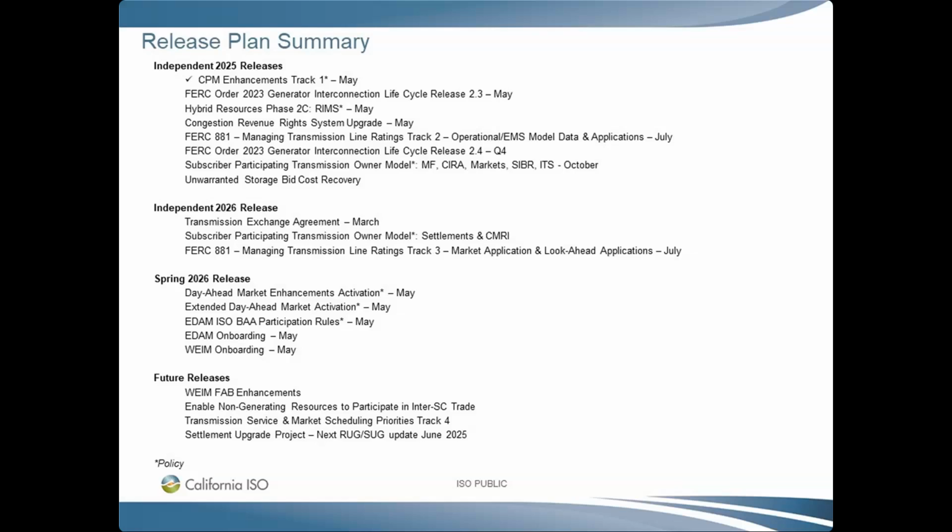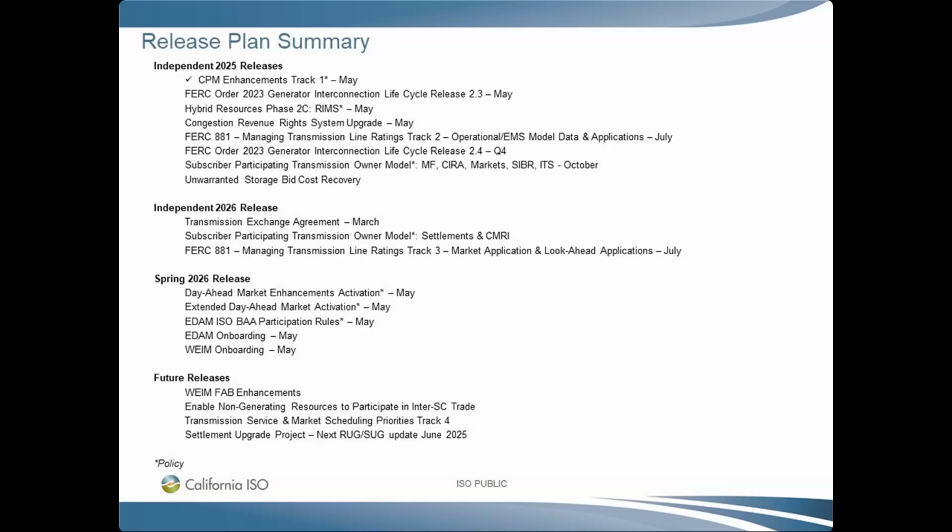For independent 2026 release, we have transmission exchange agreement set for full activation in March. We have the remaining scope for subscriber participating transmission ownership model, and that is for settlements in CMRI, so that is planned in Q1 of 2026, and settlements and CMRI are planned to be retroactive to the 2025 activation date.